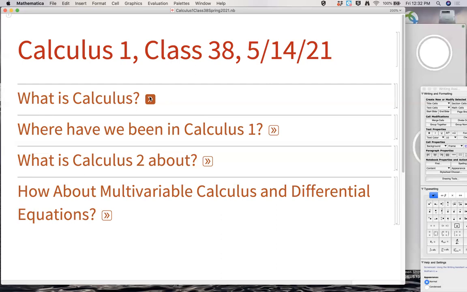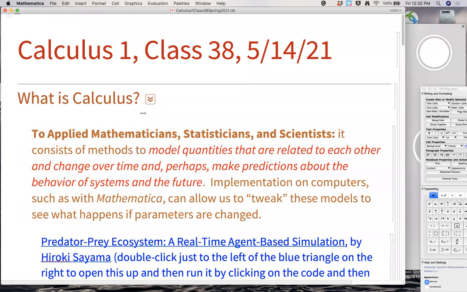I've got these different sections. This one is just a general question, what is calculus? And then we'll get a little bit more specific and say, where have we been in Calculus 1? What is Calculus 2 about? And how about, say, multivariable calculus and differential equations? So what is calculus overall? What have we been learning about this entire semester, big picture-wise?